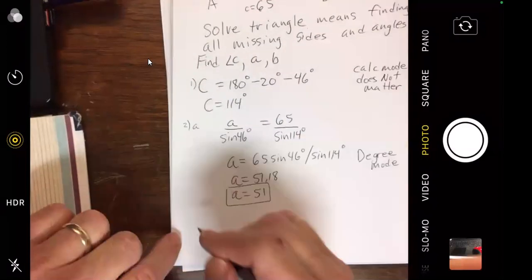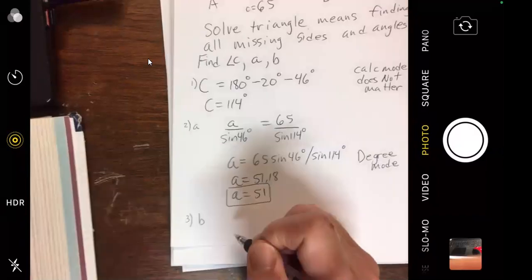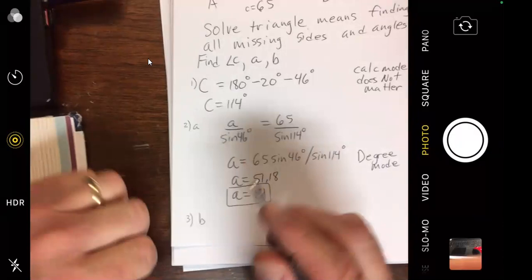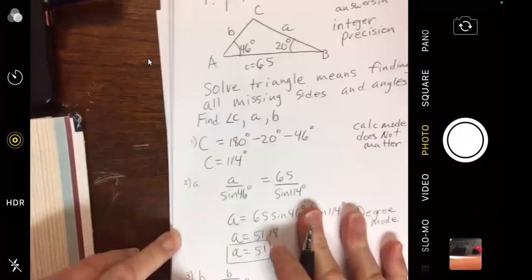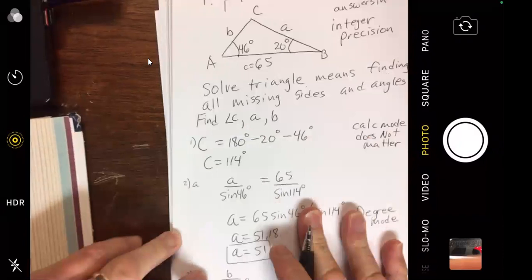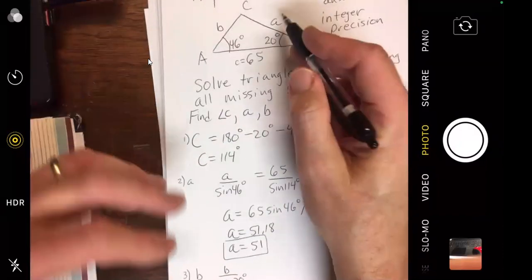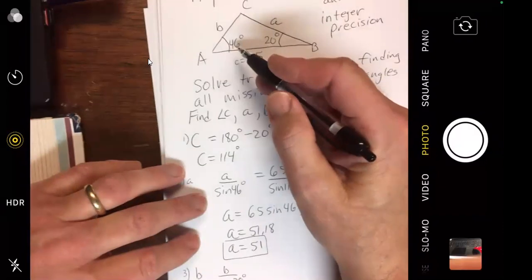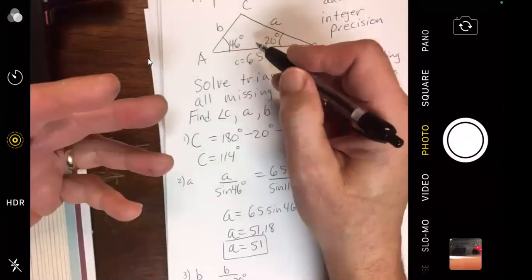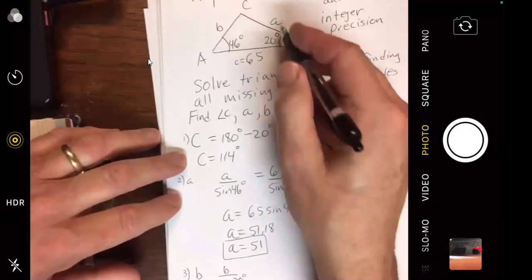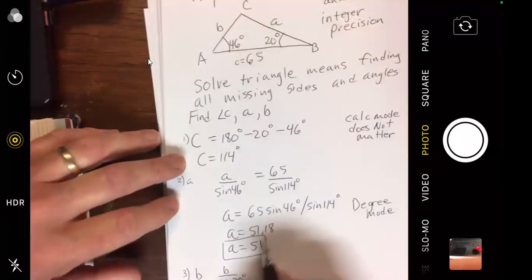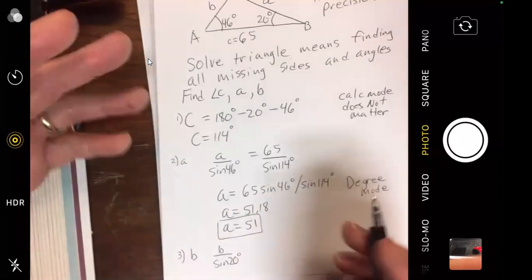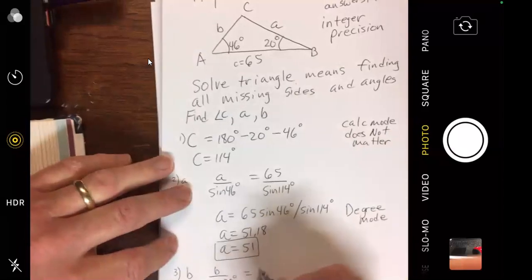Okay. Third one, find B. And you can do it any way you want. You need B over the sine of 20 degrees. Keep the picture up. So B over the sine of its opposite angle. I've got the choice now, now that I know A over sine 46. Some people will tell you, stick to stuff that's given in the problem. You'll get more accurate answers. You can do that, or you can use the answer you got. If you just use the 51, your answers might be off from somebody who's using the 51.18. You can do it any way you want. I'll go with 65 over the sine of the 114.